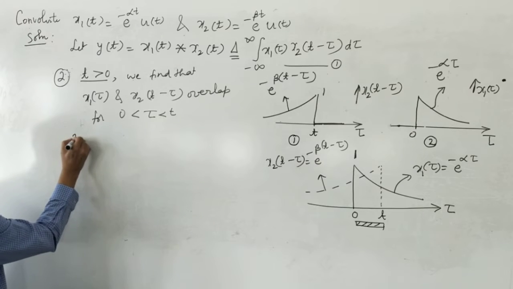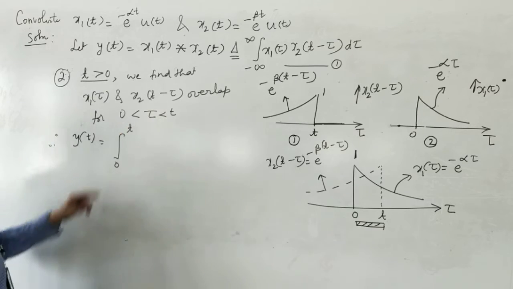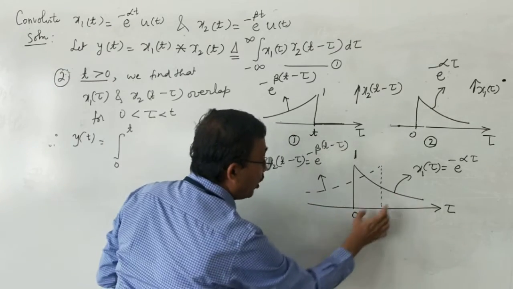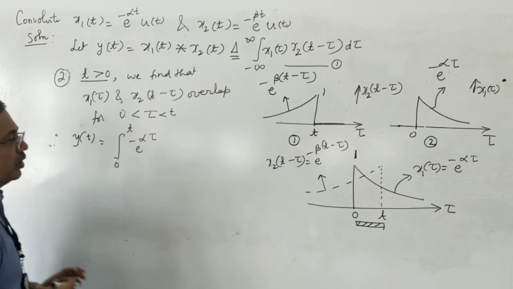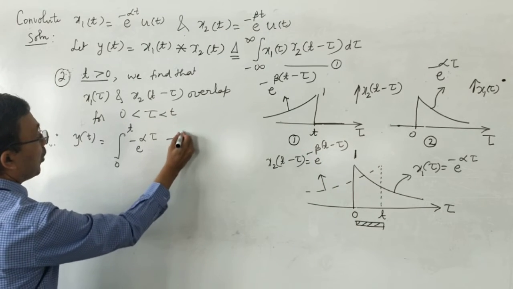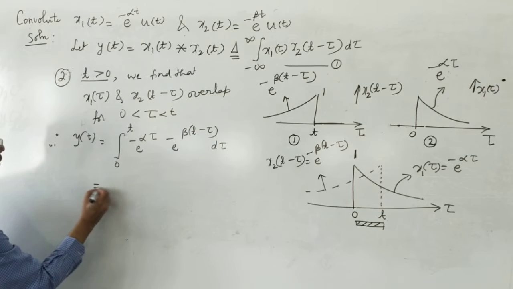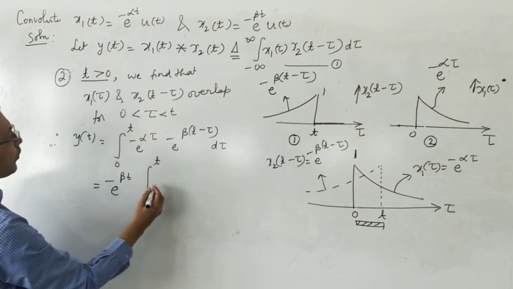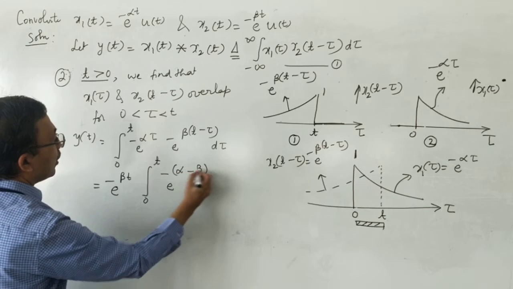Therefore, equation 1 gives y of t equals integration 0 to t. Minus infinity to plus infinity has become 0 to t. In the overlapping region, what is the expression for x1 of tau? It is e to the power minus alpha tau. Also in the overlapping region, what is the expression for the dotted curve? E to the power minus beta into t minus tau. Integration is with respect to tau. Therefore, e to the power minus beta t you take out. Integral 0 to t. You get e to the power minus alpha minus beta tau d tau.